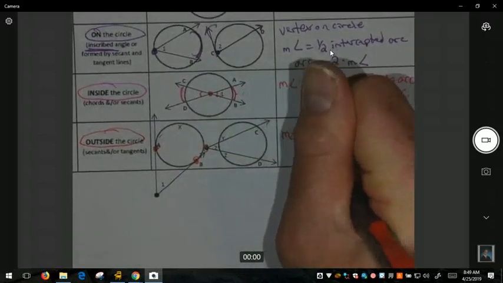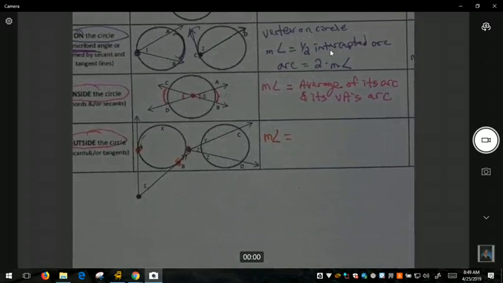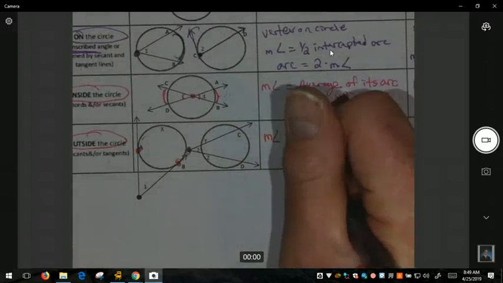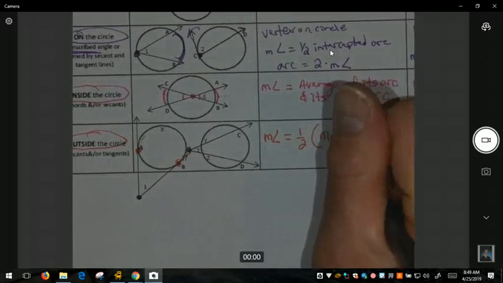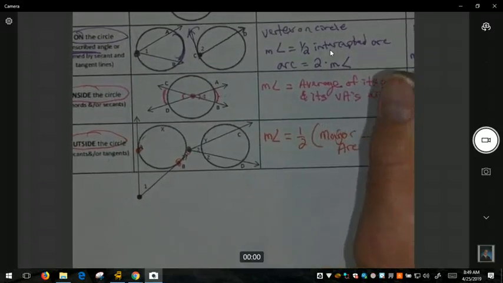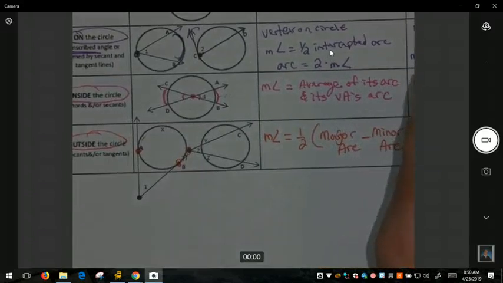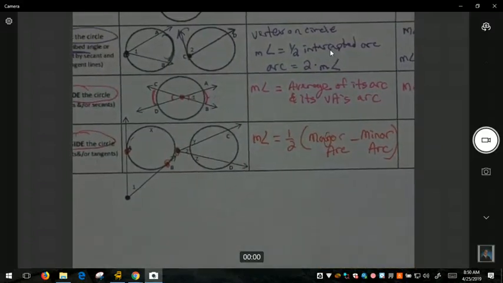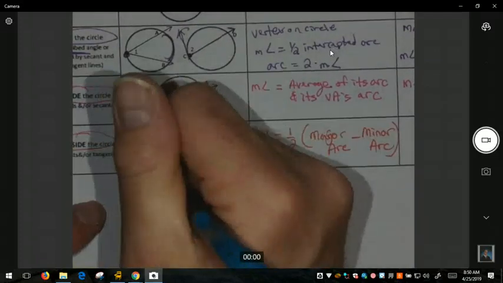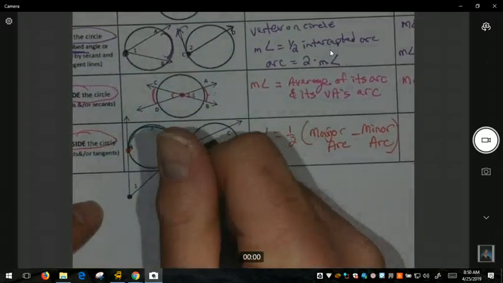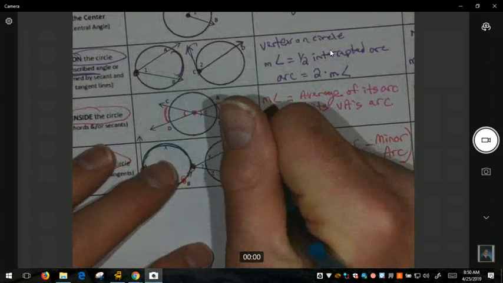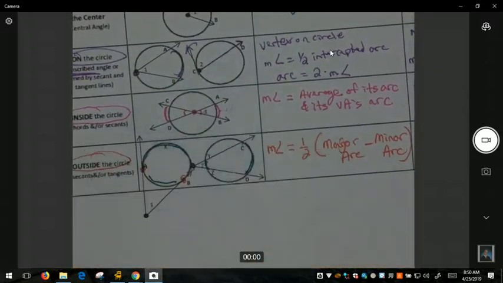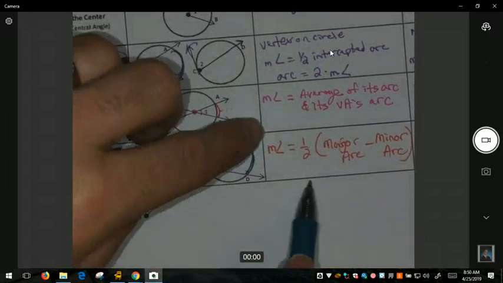And so the measure of the angle will be equal to half of the difference of the measure of the major arc minus the minor arc. So you have to look at what arcs are intercepted there. In this case, there's a big arc AB and a small arc AB, and they make up the whole circle. In this case, there's a bigger arc CD and a smaller arc YZ, but both are formed by those secant rays.